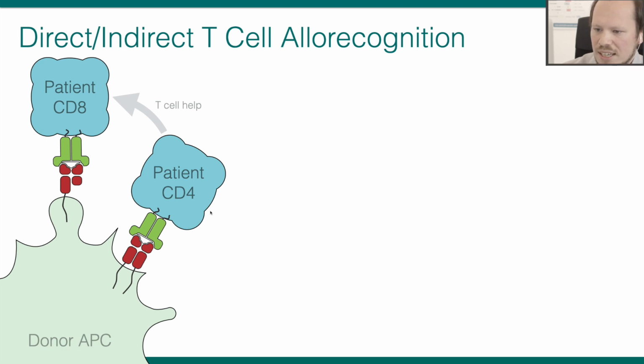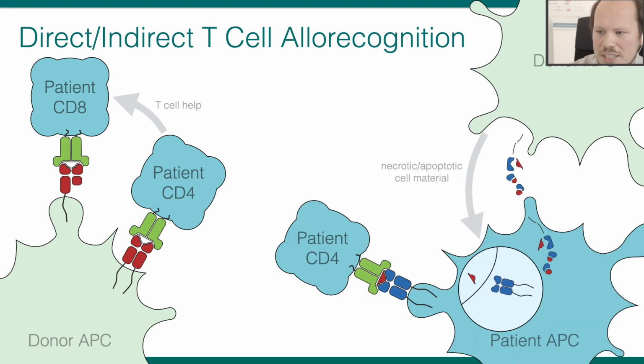And if you consider the indirect pathway, this looks a bit different. The T cells do not directly detect the foreign HLA, but you have processed donor material, so short fragments, peptides and stuff like that, that are endocytosed and presented on patient HLA to the patient T cells. So there's no direct detection of the antigen, and therefore it's called indirect.